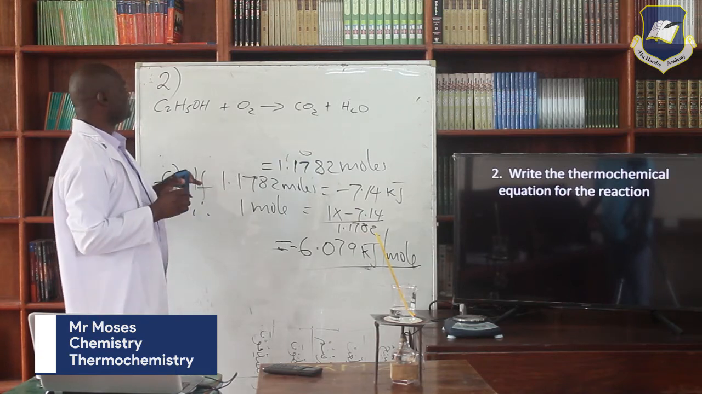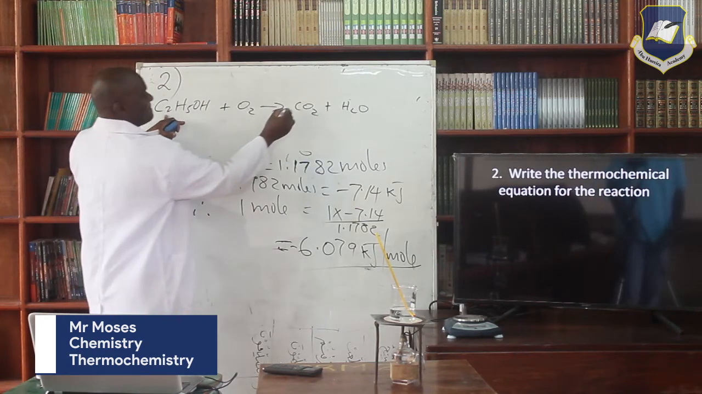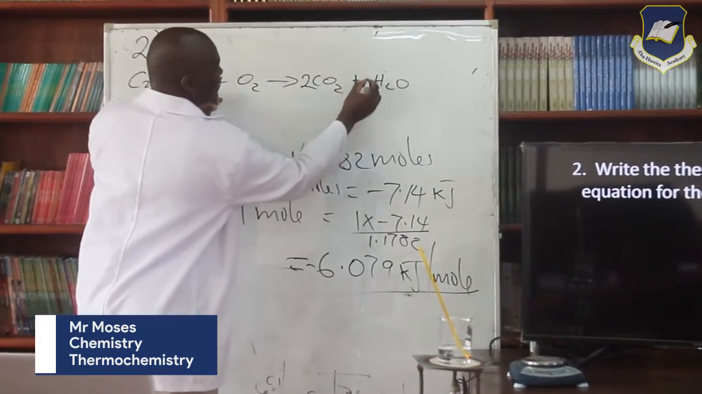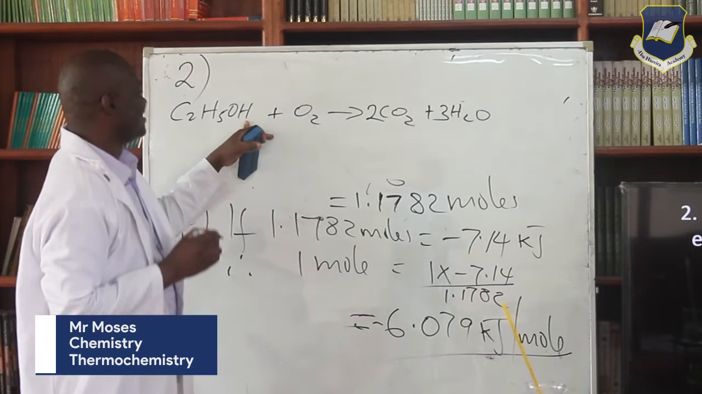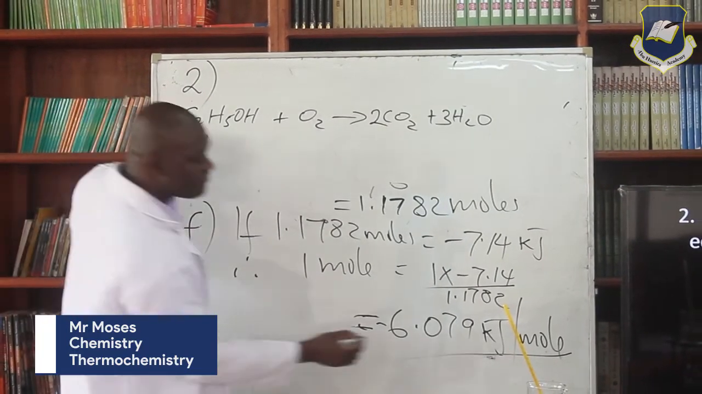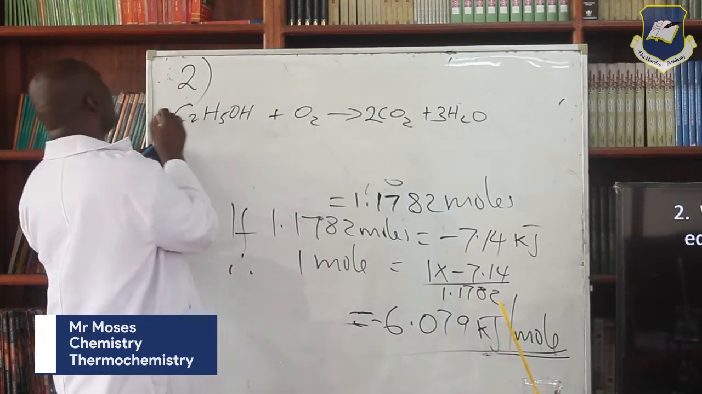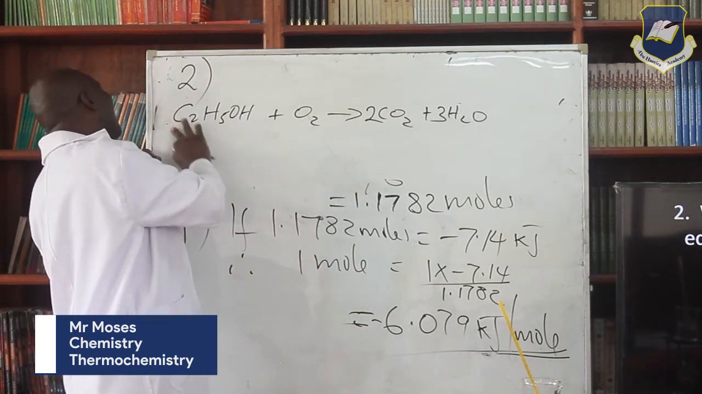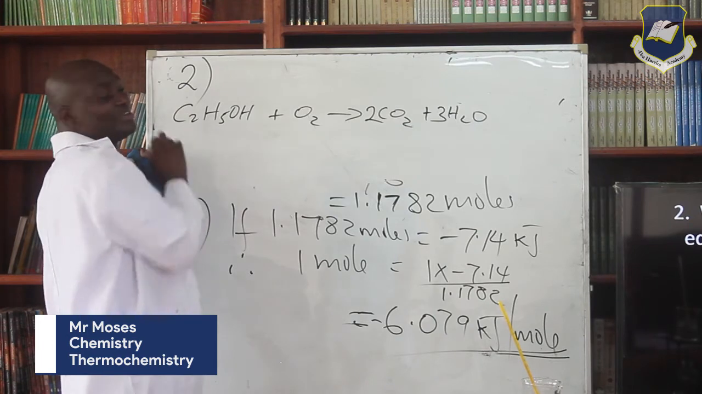Now, this thing must be balanced. We have 2 carbon, 6 hydrogen, 6 hydrogen. We must maintain 1 mole because we are talking of per mole. So there's no way we can have 2 here. That one will not be per mole. Per mole burning 1 ethanol. So we must maintain 1 mole on this side.